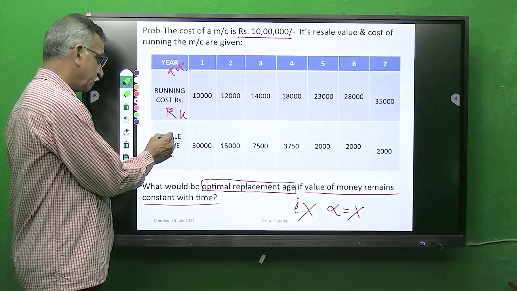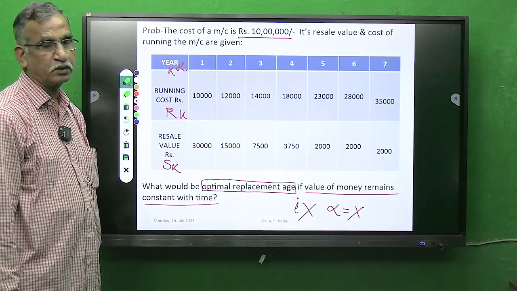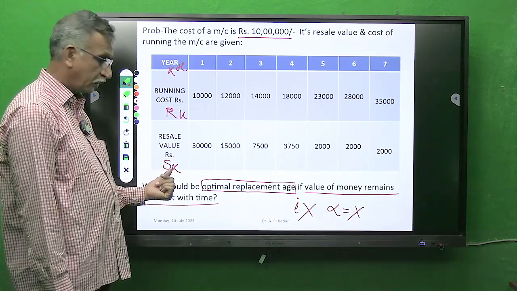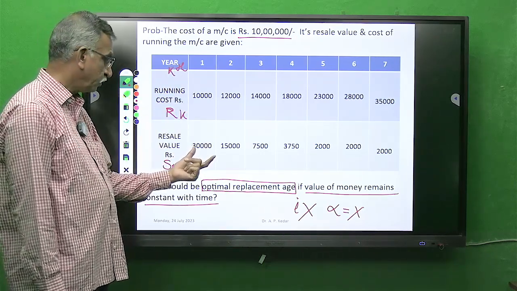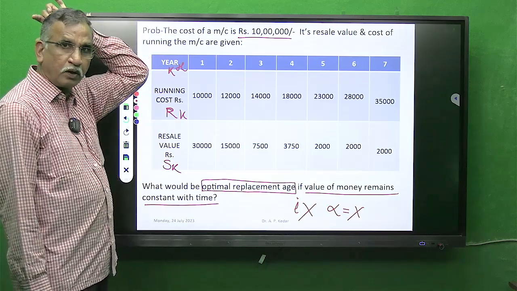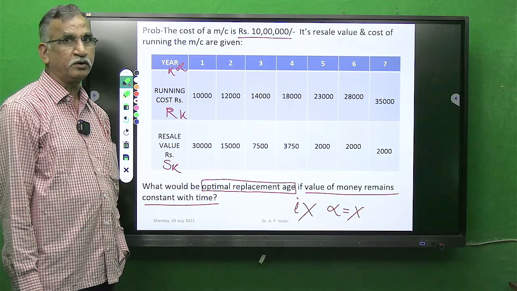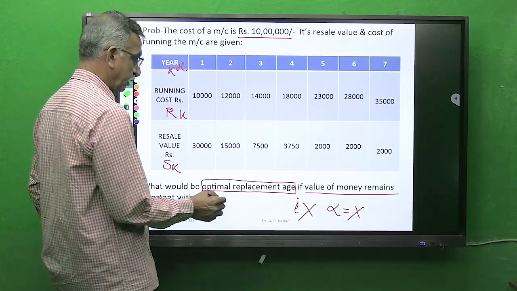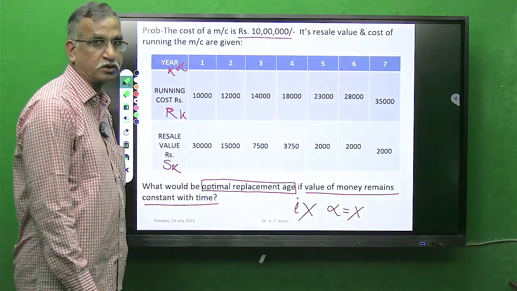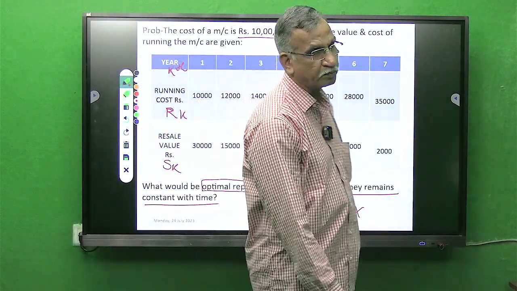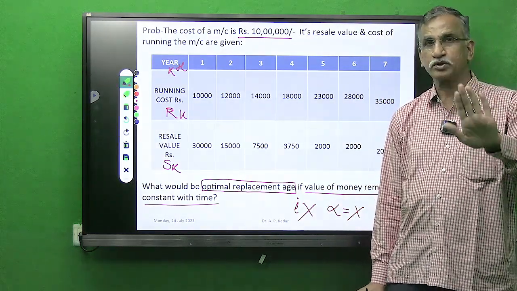Then this is resale value, which we have abbreviated as SK. Again K is the kth year, so S is the resale, salvage or scrap value for different years. Now if you recall the formula for finding average annual cost, I will write the same formula here. What we have to find is the optimal replacement age, and students, remember that the optimal replacement is that particular year in which annual cost is minimum.